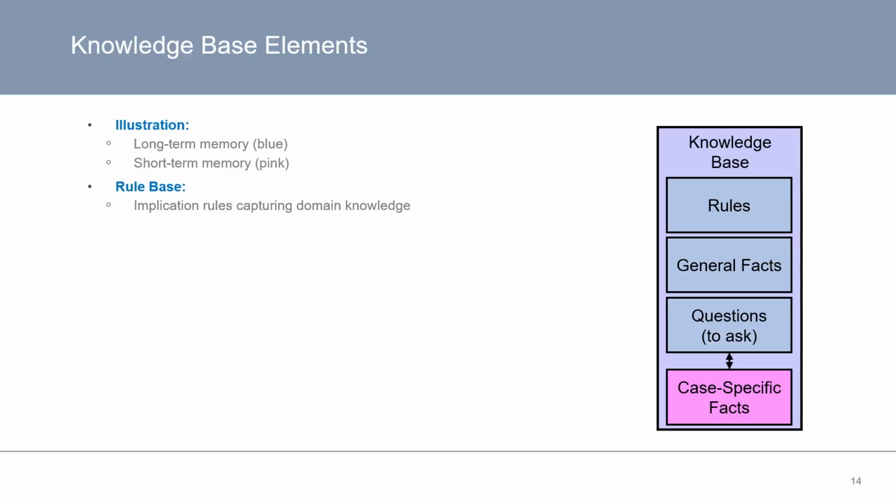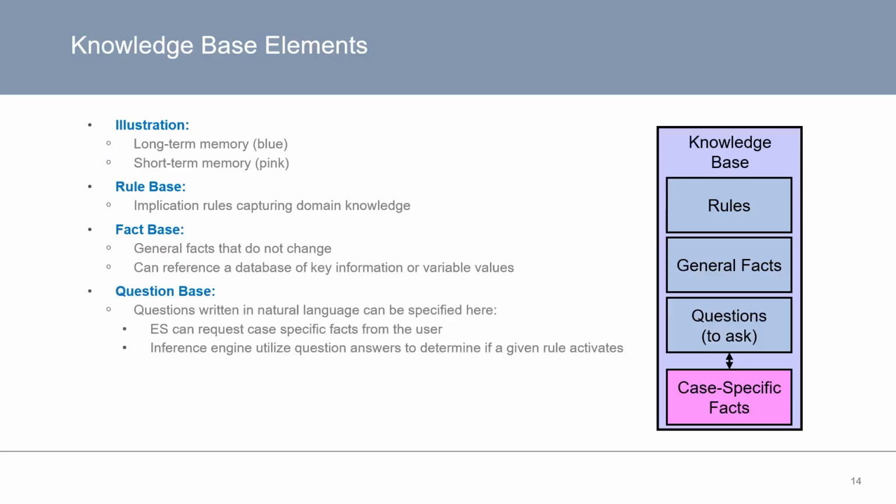The rule-based part of the knowledge base includes implication rules that capture domain knowledge. The fact base of the knowledge base includes general facts that do not change. The fact base could also reference a database of key information or variable values. And then there's the question-based part of the knowledge base. These are questions generally written in natural language. These questions can request case-specific facts from the user. Then the inference engine utilizes the question's answers to determine if a given rule is going to activate.